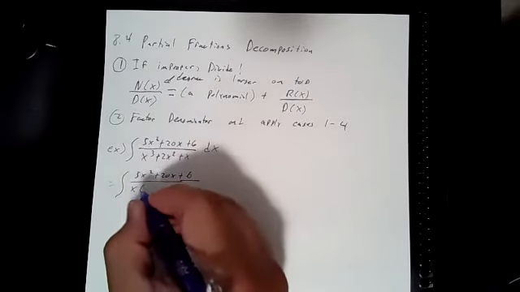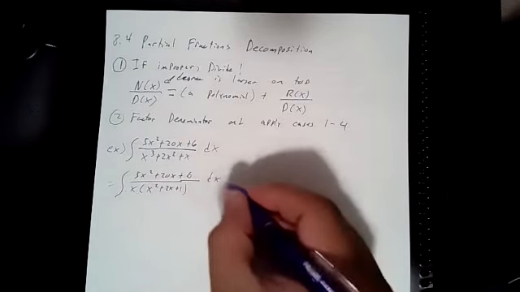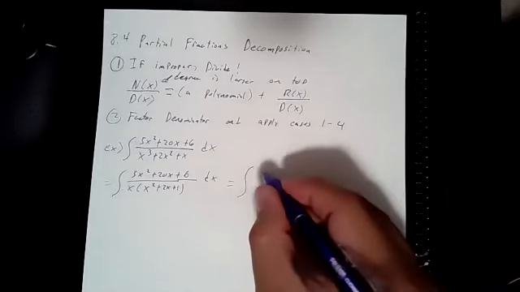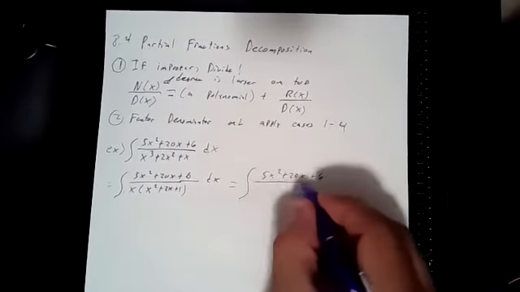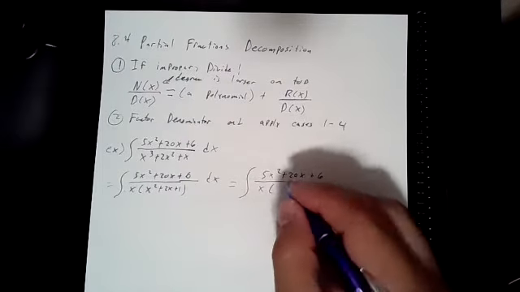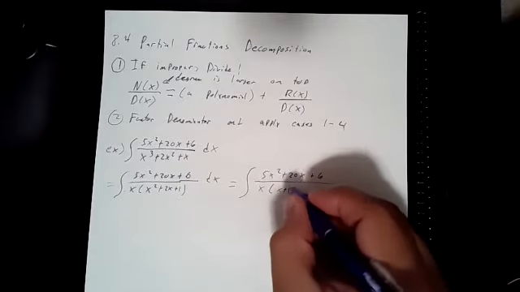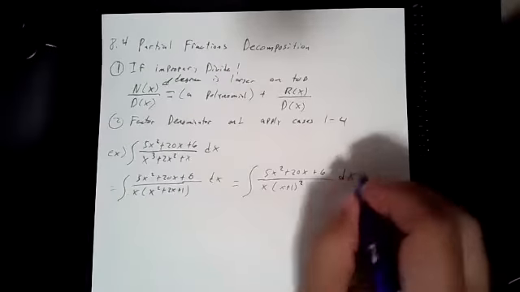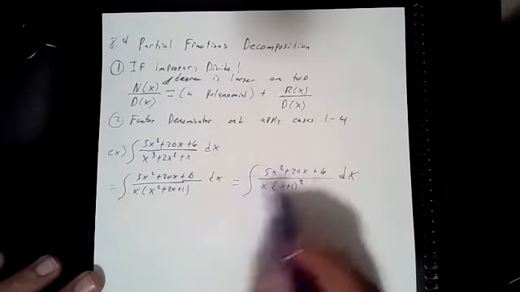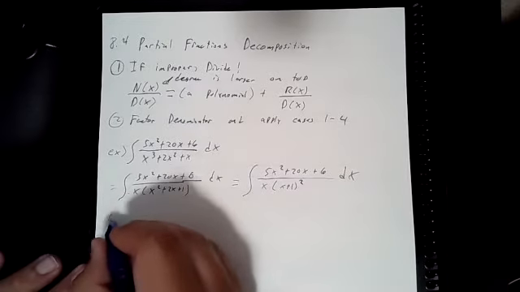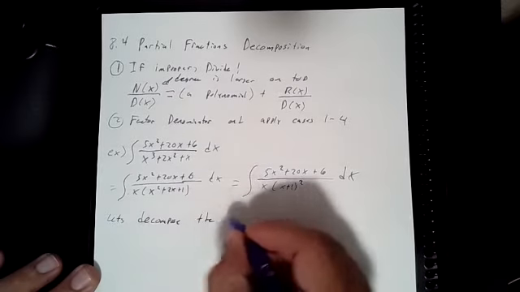The bottom has an x. I'm going to factor it out. It'll be x squared plus 2x plus 1 dx, which will be 5x squared plus 20. So that top part doesn't change. The bottom will be x times, looks like what? X plus 1. So similar to the one we did earlier. So I'm going to remove the integral and just deal with this for now. Let's decompose the fraction.